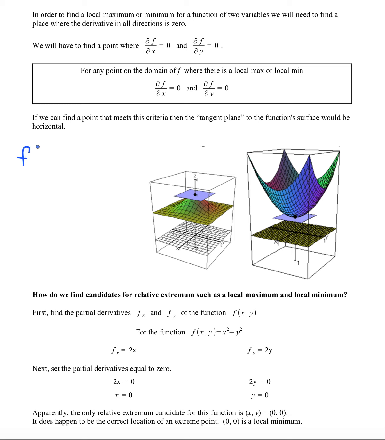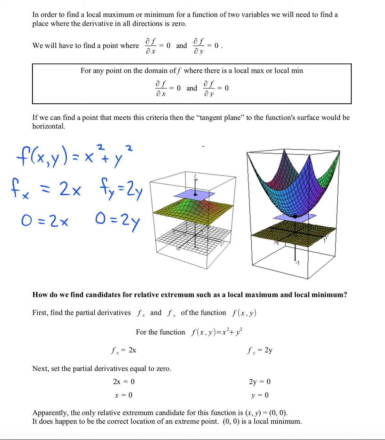So for the function f of x comma y equals x squared plus y squared, we need to first find the partial derivatives. fx is going to be 2x, and then we'll see that fy is 2y. And we're going to need to set both the partials equal to 0, just like we would in single variable calculus.